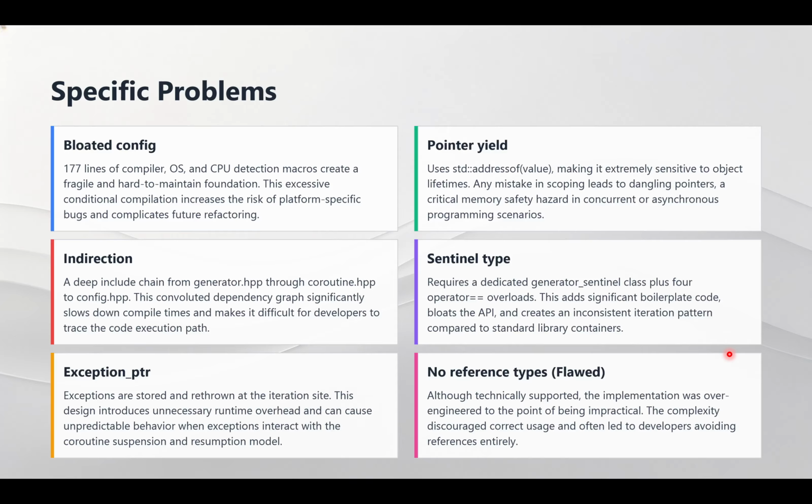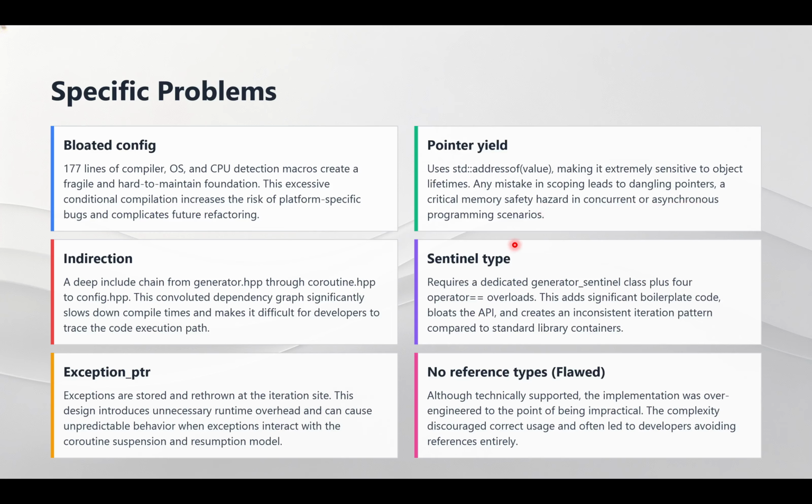Oh, completely. The presentation dissects how CPP Coro handled pointer yields using std.addressof value. Okay, and why is that dangerous? Well, in a standard synchronous function, passing references around is relatively safe because the call stack strictly guarantees the object's lifetime. Right, it knows when the function ends. Exactly. But coroutines are asynchronous, they suspend execution. Which introduces massive risk, I'm guessing.